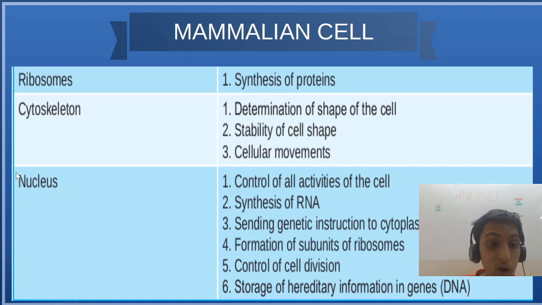And nucleus, master controller of the cell. Just like the master gland of the body is the pituitary gland, like that the master controller of the cell is the nucleus. Nucleus will do the central dogma: the replication, transcription, translation, RNA synthesis, all will be done here only. So these are the main activities which will be done in the cell.